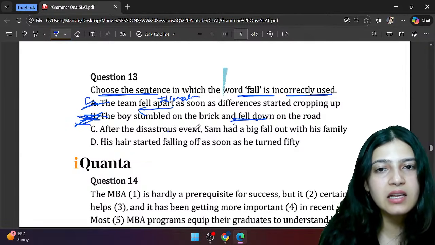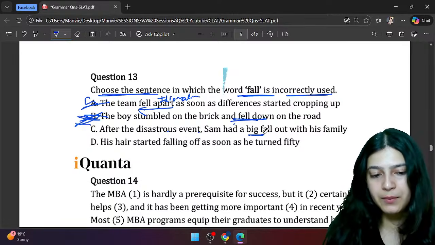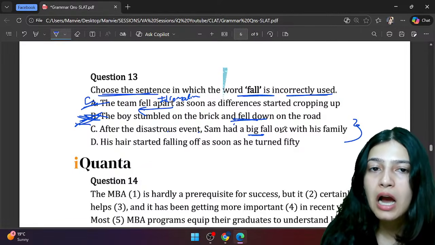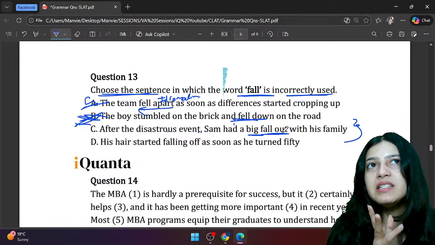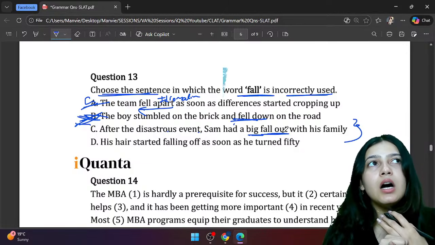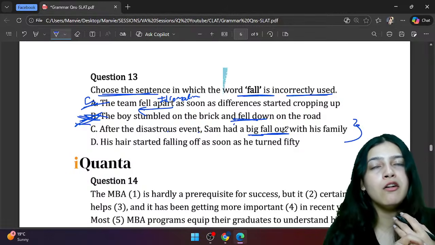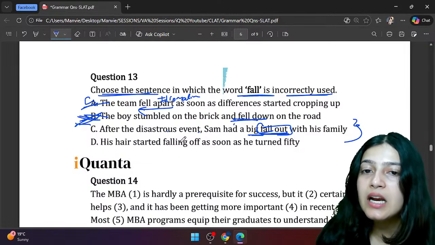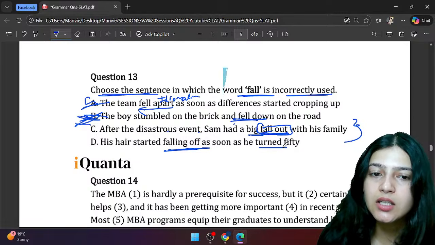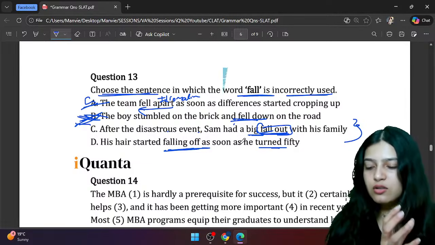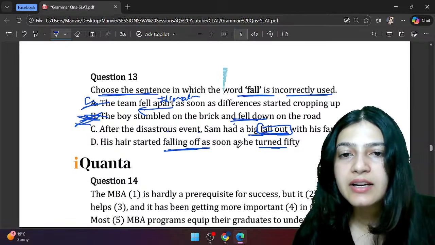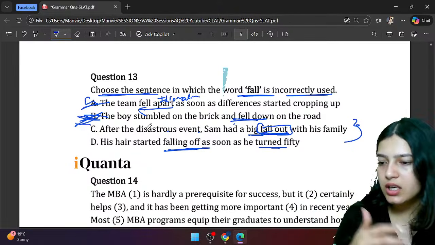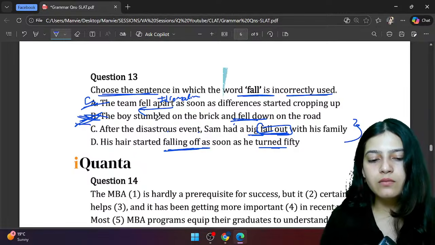C says after the disastrous event, Sam had a big fall out with his family. Big fall out, which means quarrel. So fallout basically is quarrel. It is basically an argument, a verbal fight. That's quarrel. So big fall out. His hair started falling off as soon as he turned 50. Falling off, which means it starts to fall out, right? He started losing his hair. So yes, D is also correct. So it is not the correct answer for the question, right? So you have to see.